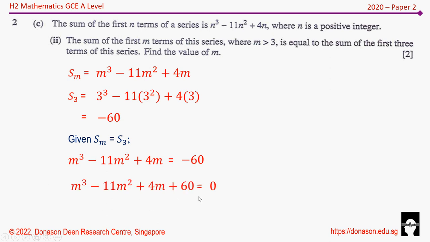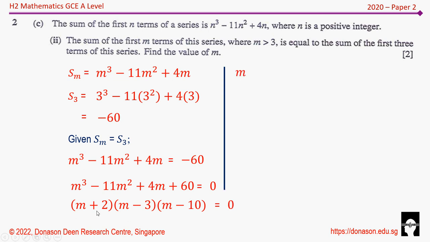And of course, you could use the factor theorem to factorize it, or you can simply use a graphic calculator, and you should be able to find the solution. So m plus 2, m minus 3 and m minus 10 are the factors of this cubic expression, and this should be equal to 0. So therefore, what are the values of m? So m can be equal to negative 2, but of course, is this value to be accepted? You should look back at the condition. m must be greater than 3. So later we're going to reject this value.